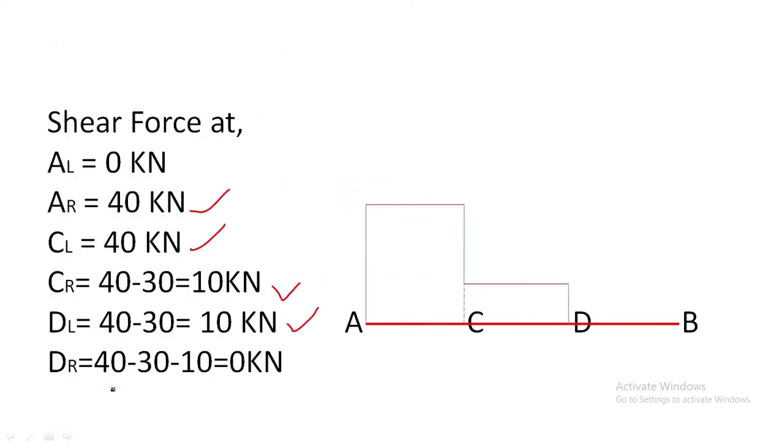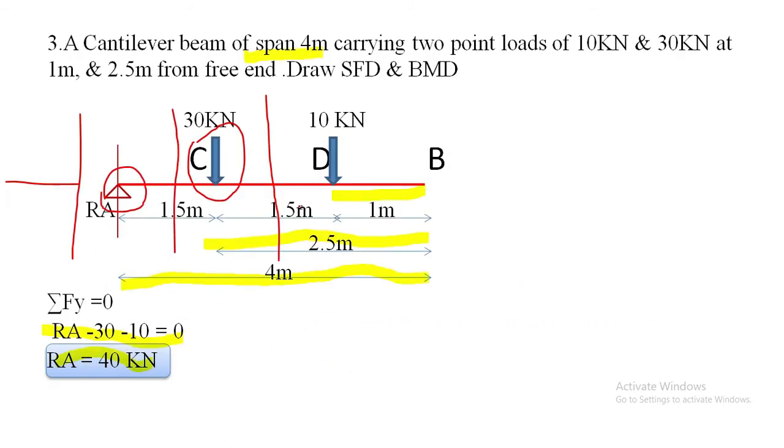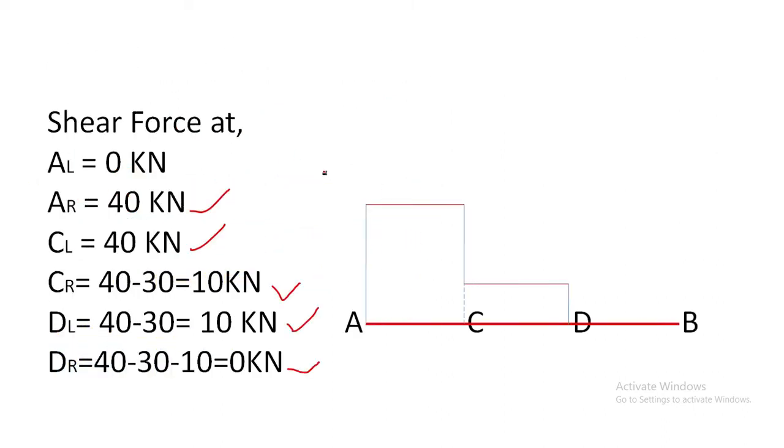Then D of right is equal to 40 minus 30 minus 10, which is 0 kilonewton. This section line is now drawn right of the B. Now look left of that line, the RA force is present, the C force is present, and the D force is present. RA is going in upward direction, C is going in downward direction, and D is also going in downward direction. So RA plus 40 minus 30 minus 10 is equal to 0 kilonewton. So this is about the values of the shear force.